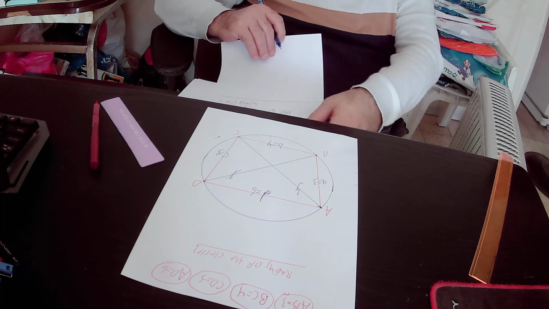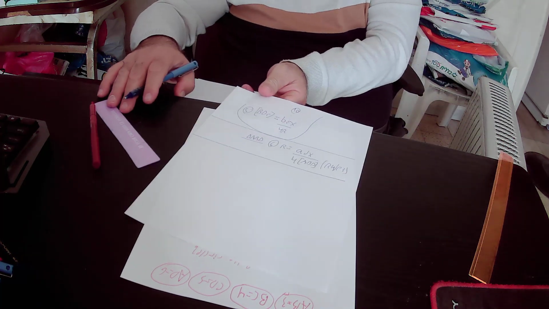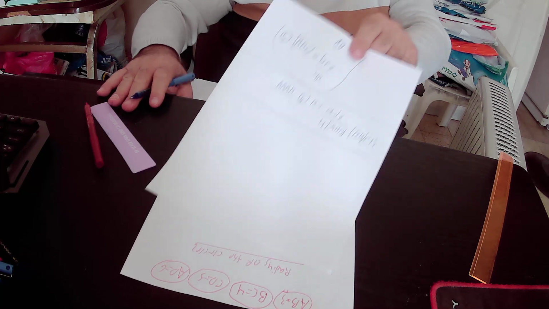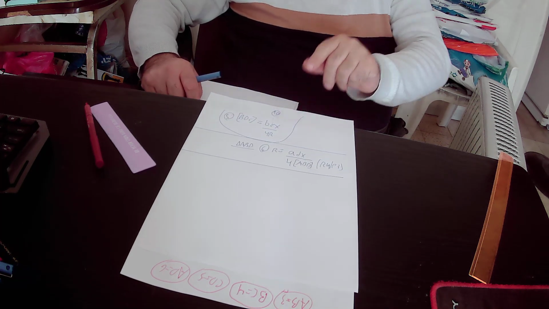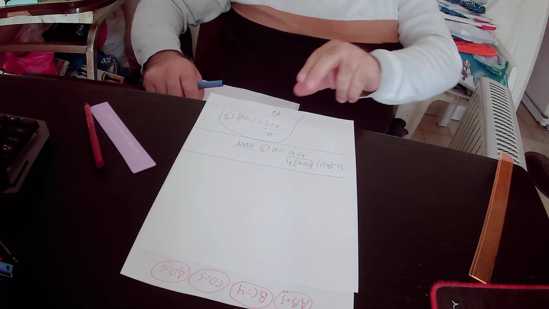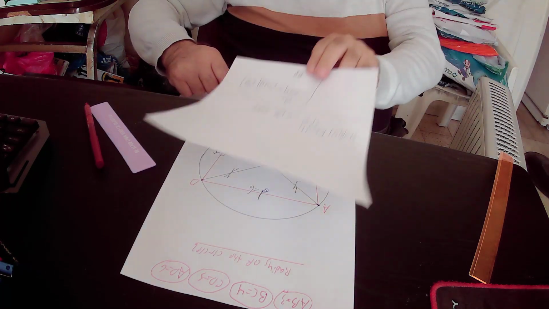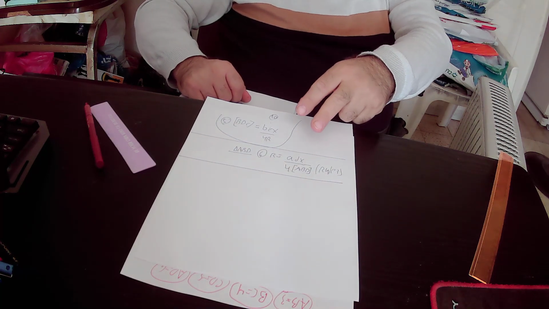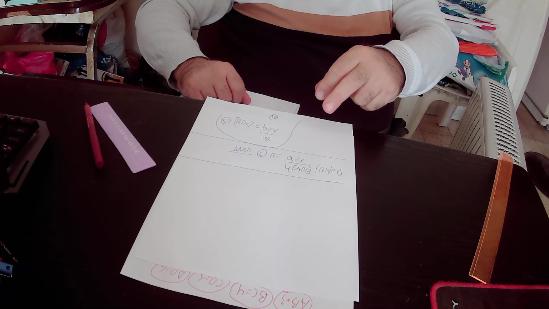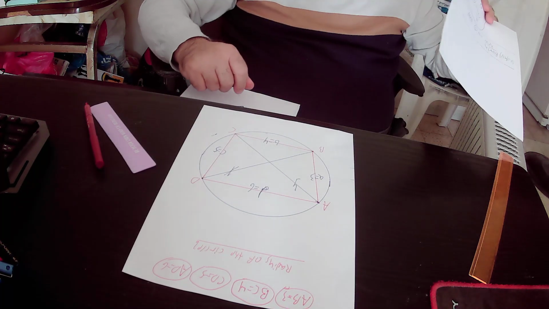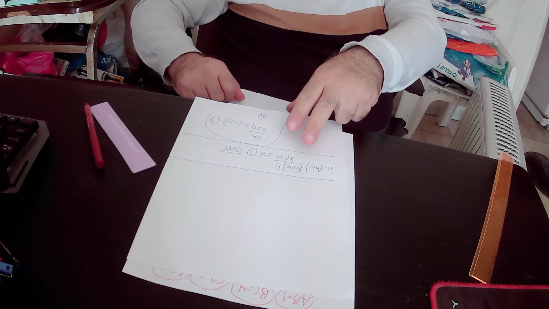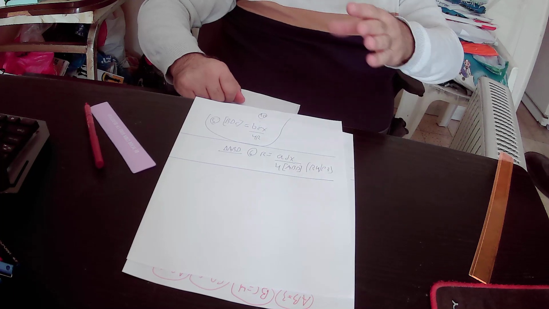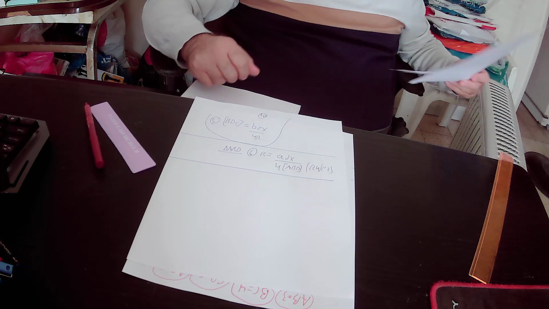I repeat again, triangle ABD is inscribed by this blue circle, and therefore, according to rule number 3, the radius of this blue circle that circumscribes triangle ABD will be equal to the product of triangle ABD's sides. That is to say, it will be equal to A times D times X over 4 times the area of triangle ABD. This is true according to rule number 3.